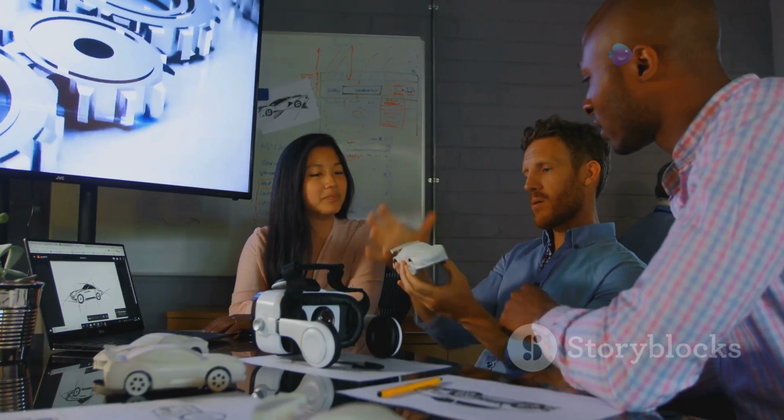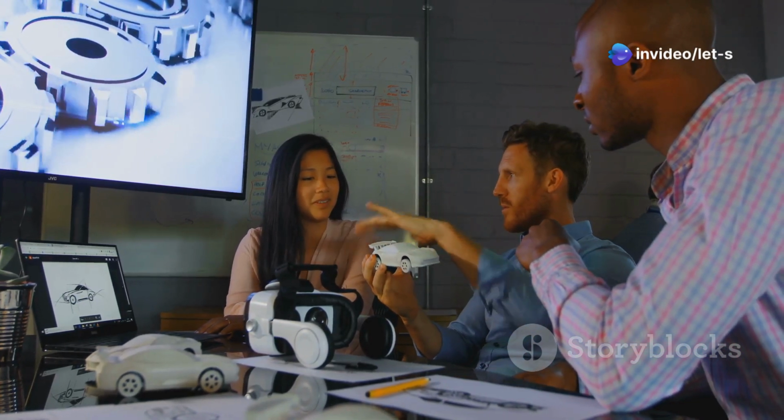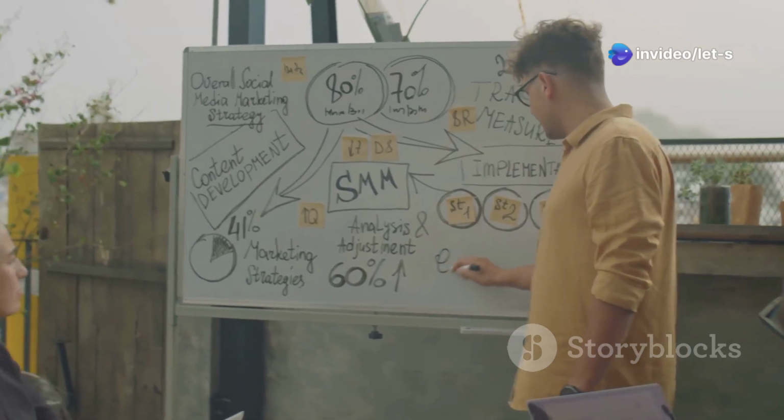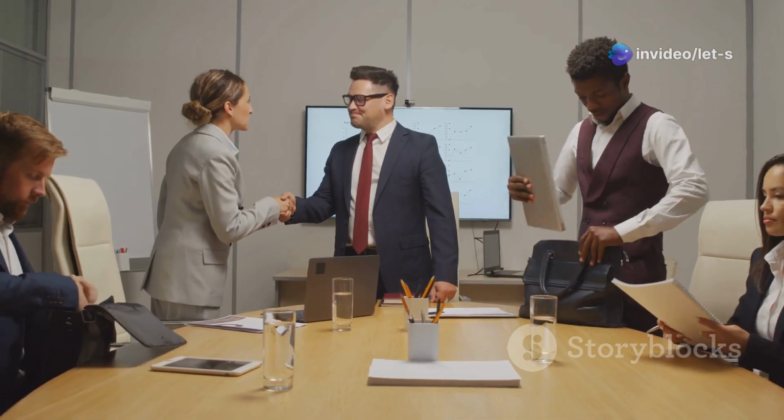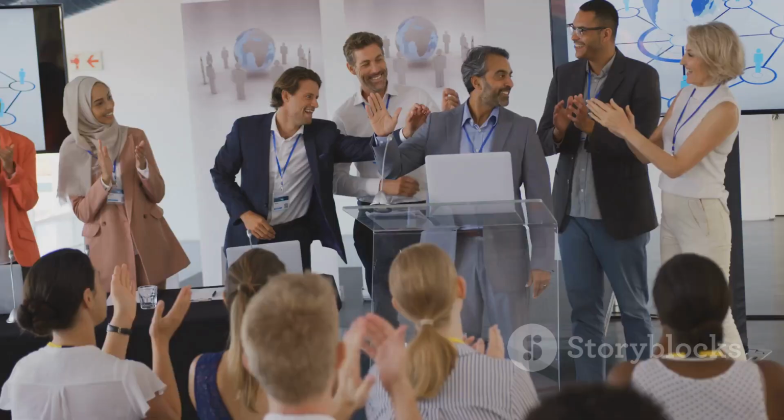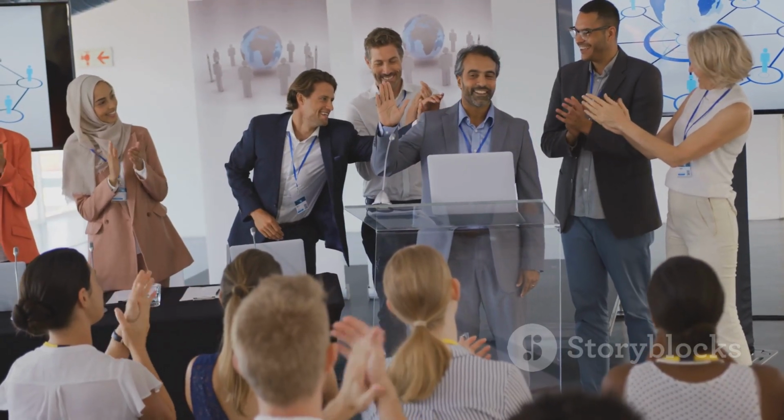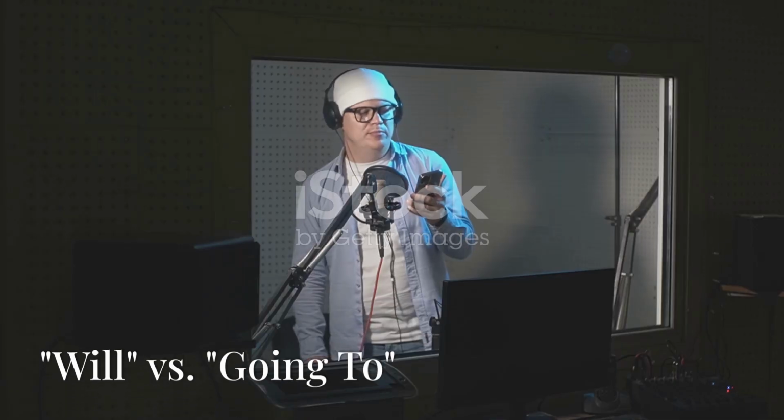Here's another example. "They are going to launch a new product next month." This sentence also conveys a planned action. The company has already made the decision to launch the product. The use of going to distinguishes this from a spontaneous announcement.